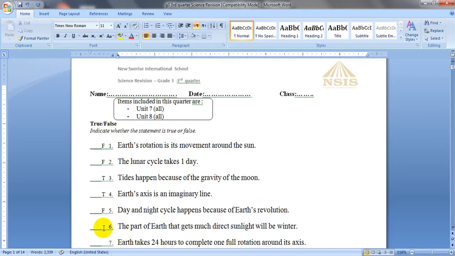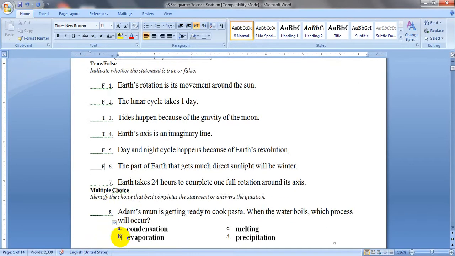Now, number 6. The part of Earth that gets much direct sunlight will be winter. When it gets a lot of sunlight, it will be hot. So will it be winter? Of course not. It will be summer. The next one, question number 7. Earth takes 24 hours to complete 1 full rotation around its axis. 24 hours or 1 day to make 1 full rotation. Yes, it's true.